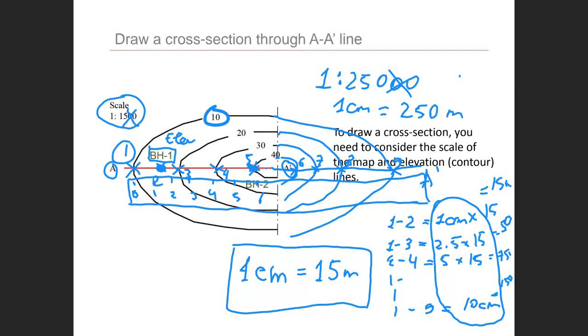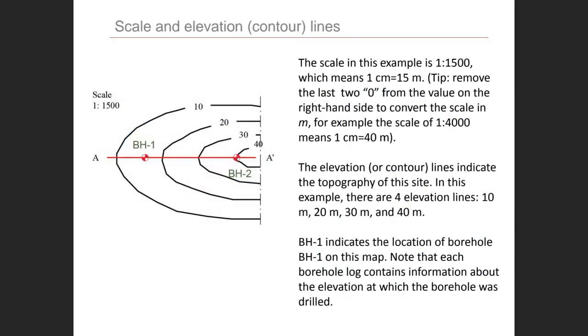And you see that this will give you distance, but you also need to know the elevation, and elevation comes from these numbers. You have 10 meters, 20 meters, 30 meters, 40 meters. Okay, and this is some explanation of how to do that, what I just explained.